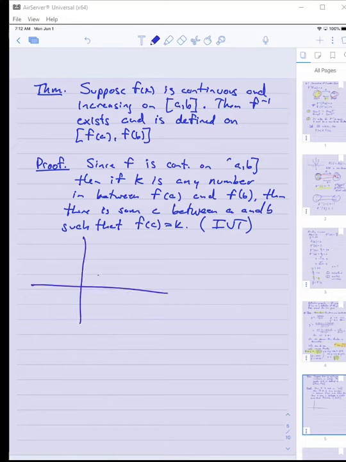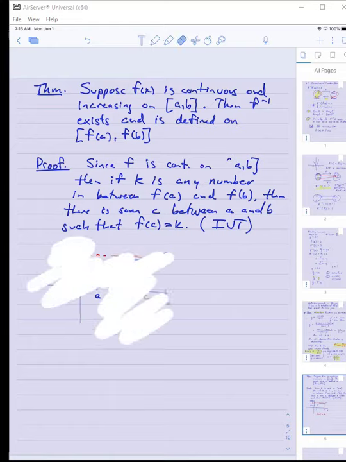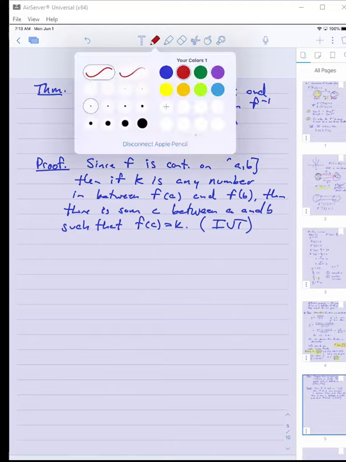We recall that if we have a continuous function on an interval a to b, or let's say this is f of a and this is f of b, now we know from that theorem that f of b doesn't have to be the larger value, but in this case we know that f is an increasing function. So f of b will be the larger value, f of a will be the smallest value in this interval. And we're saying if we pick any k value in between f of a and f of b, there has to be some c value such that f of c equals that intermediate value. All right, and I should be able to do that for any k value chosen between f of a and f of b.